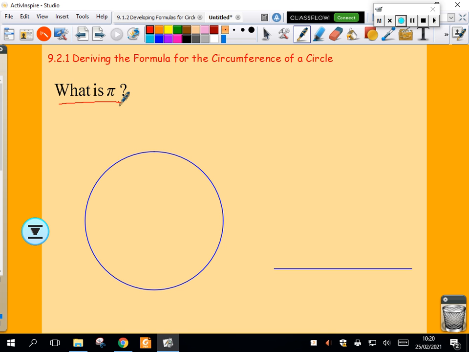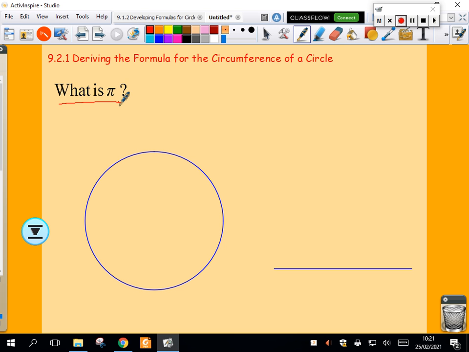People often have a number in their head, a particular number. That number is not actually accurate, although it's close. Lots of people say pi is 3.14. Pi is close to being 3.14, but it's not exactly 3.14. In fact, it's a little bigger than 3.14.